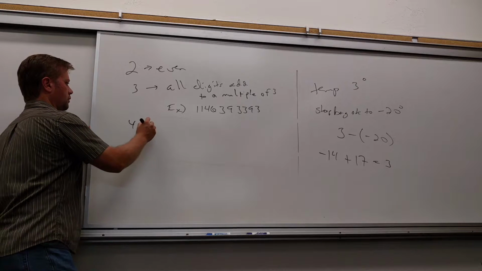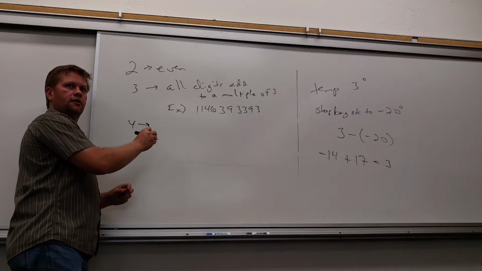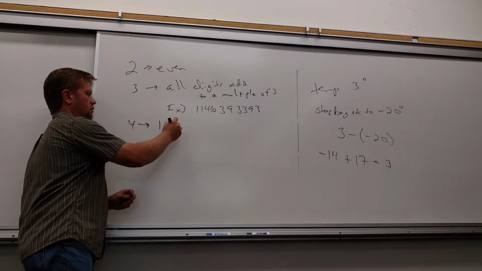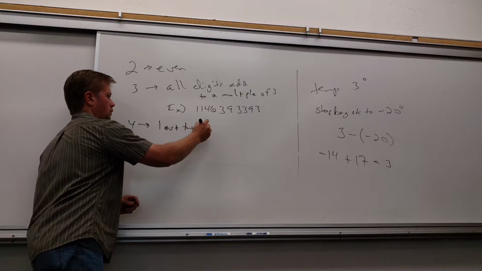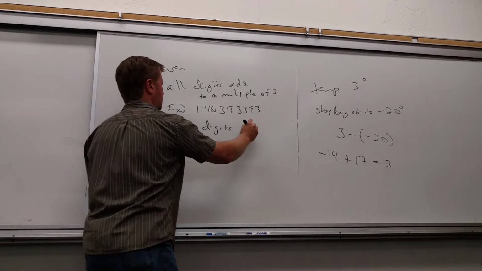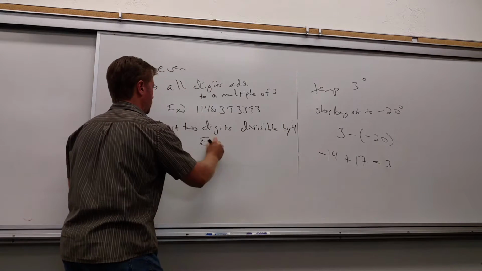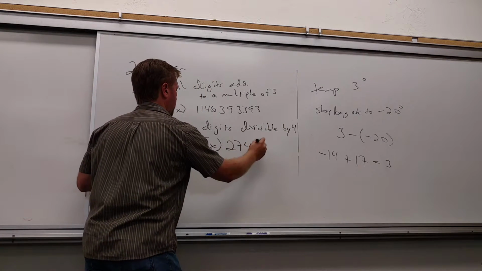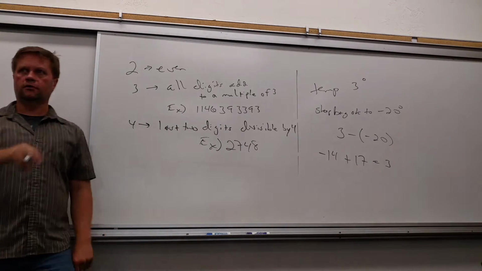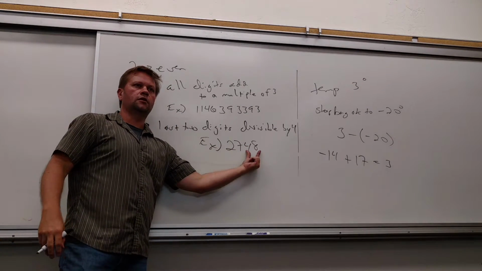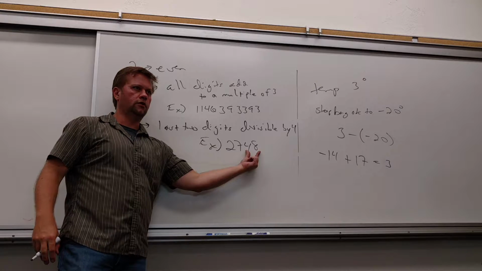What about 4? The last 2 digits have to be divisible by 4. So for example, 2,748, does 4 go into that? Yes, because the last 2 digits are divisible by 4.